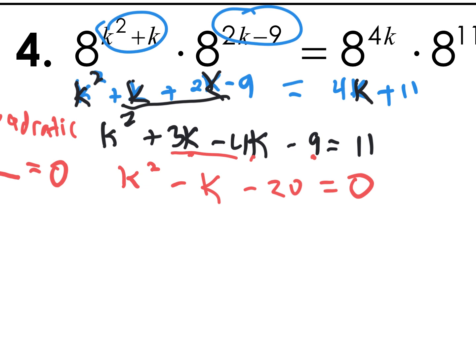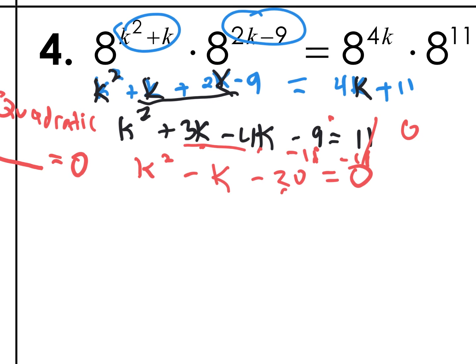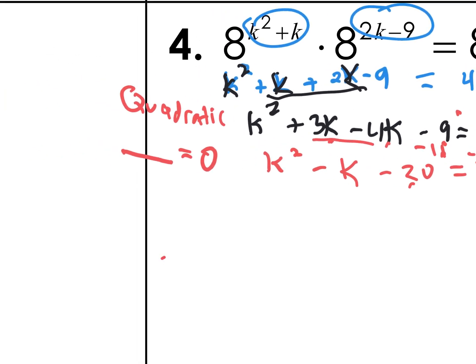So now, what about it? How'd you get it? I took minus 11. I went to the 11 and I went minus 11, minus 11. That canceled to the 0. Negative 9 minus 11 is a negative 20. Okay, no problem. So now this is a quadratic equation with three terms. And you remember quadratic, it's ax squared plus bx plus c equal to 0.